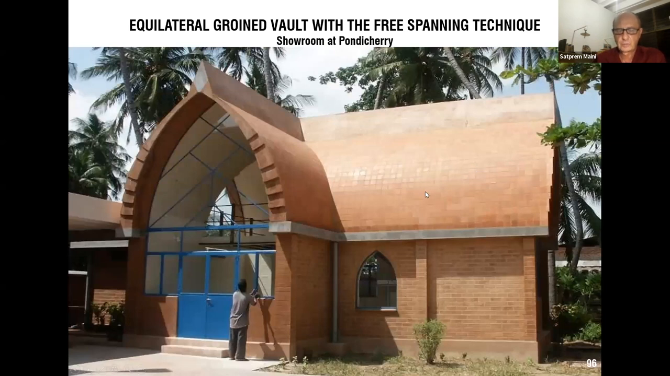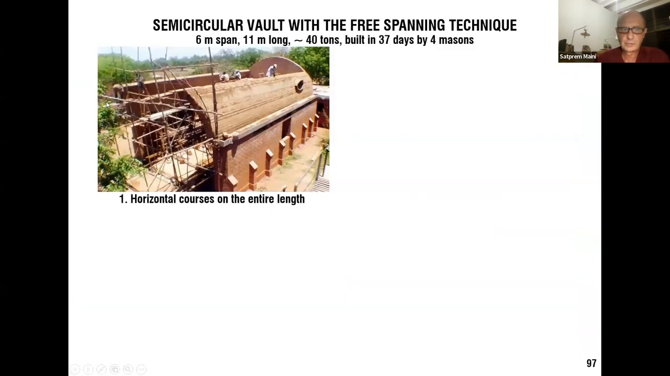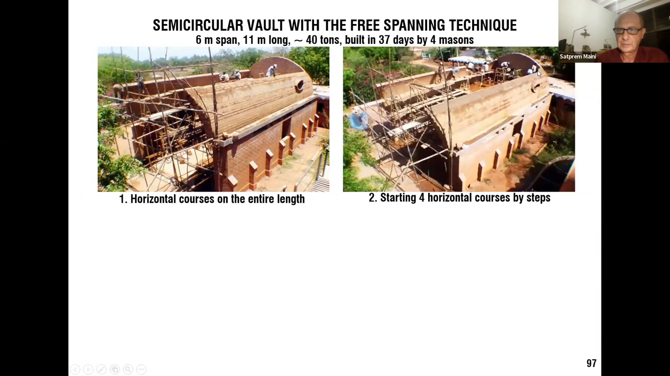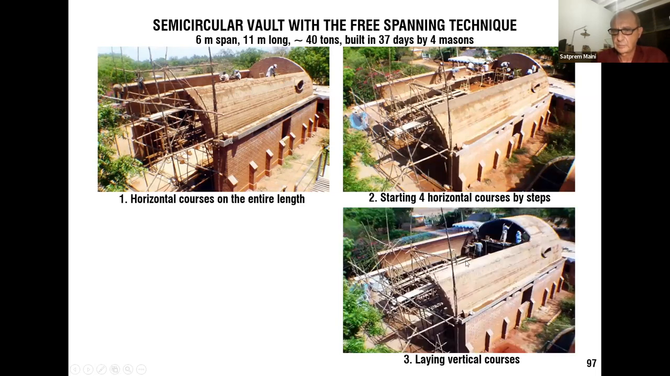Then a semicircular vault in Auroville. This is our training center. You have here a template giving the shape of the vault. The back wall here, a gable wall, gives the shape on the outside. Built with horizontal courses still here, and then vertical courses for the rest of the vault like this. Because for stability reasons, I cannot build further horizontally. You have to build horizontally to a maximum of this height and then vertical courses after, to be stable when we build. And this was built in 37 days.